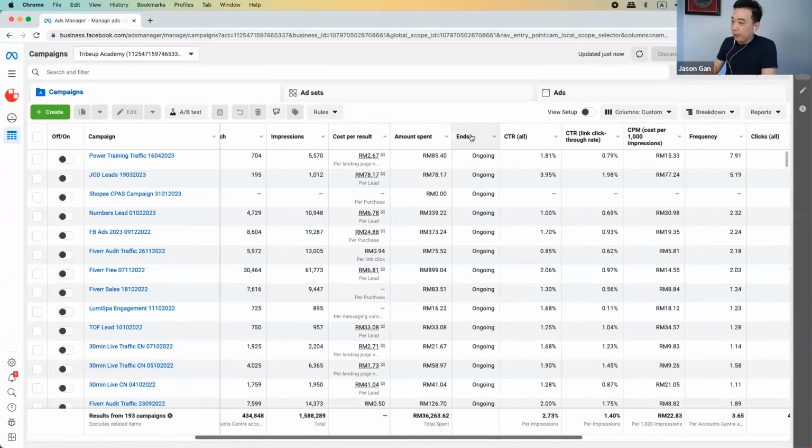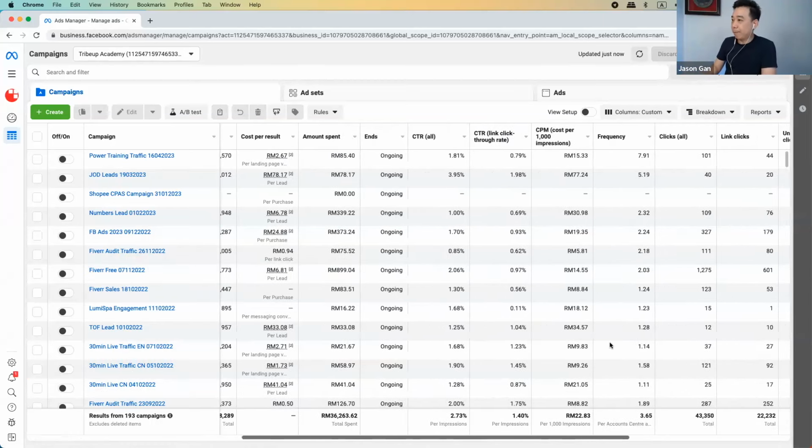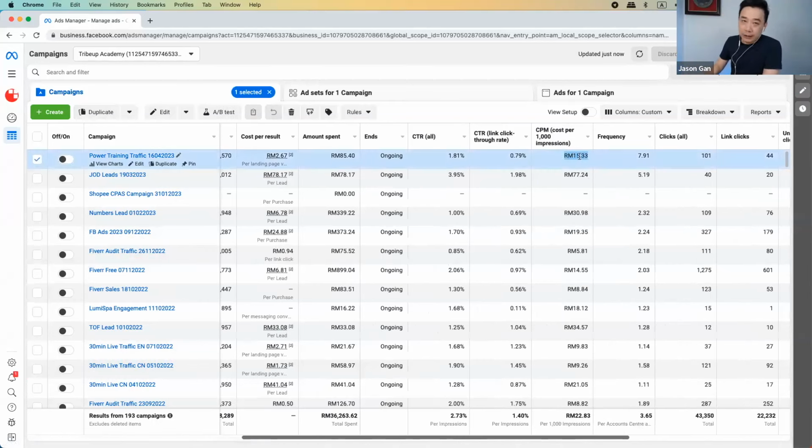Now, what do we look at? We look at CPM, basically. Usually it's a combination, but first we come back and look at CPM. Now, CPM is cost per 1,000 impressions. This is the default charging block. When you're running ads on Facebook, you're being charged every 1,000 times they show your ads to the audience.